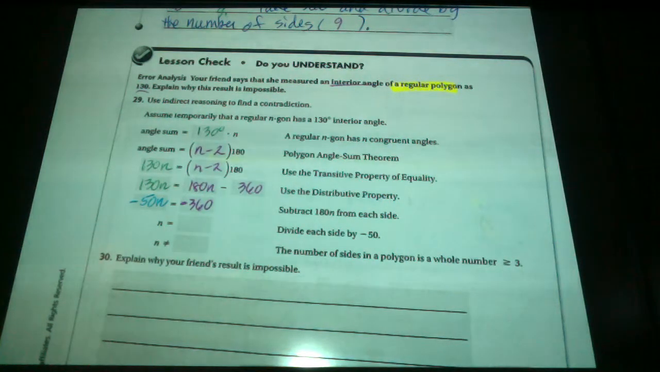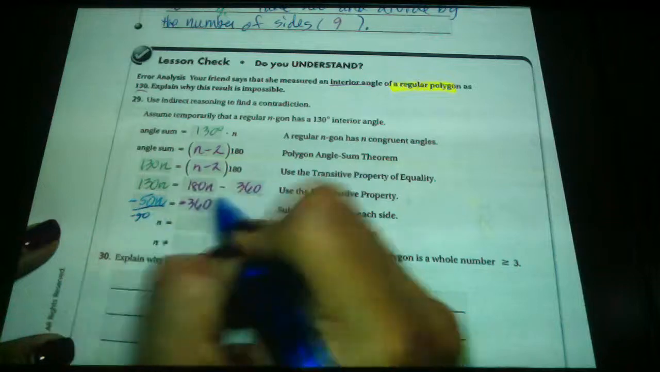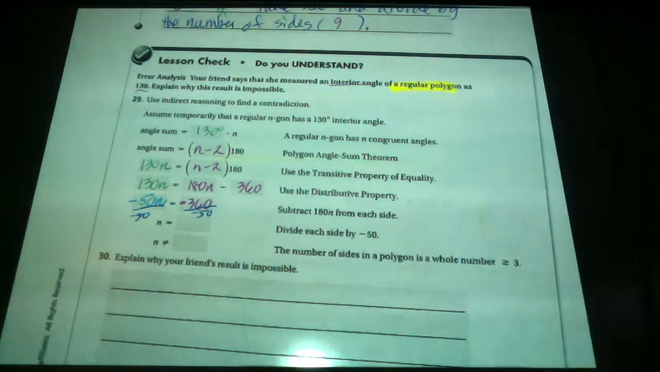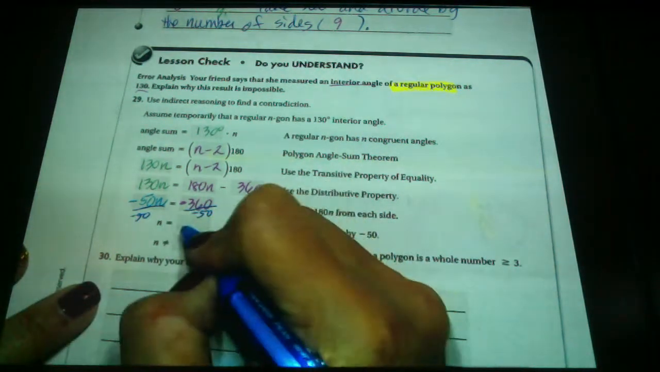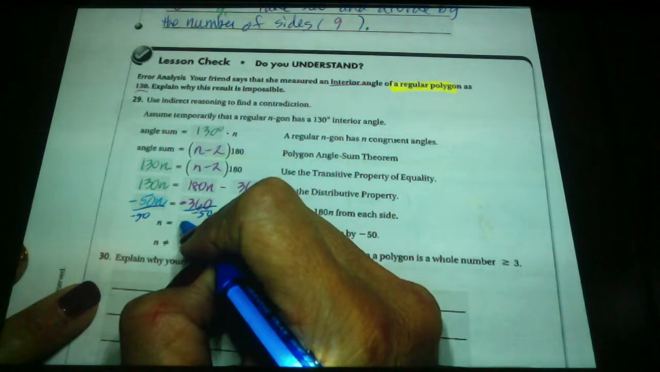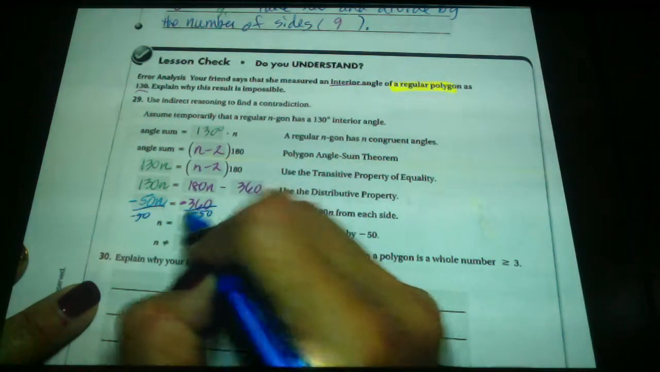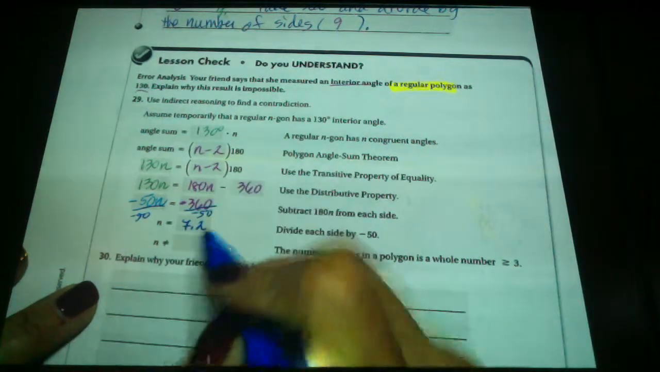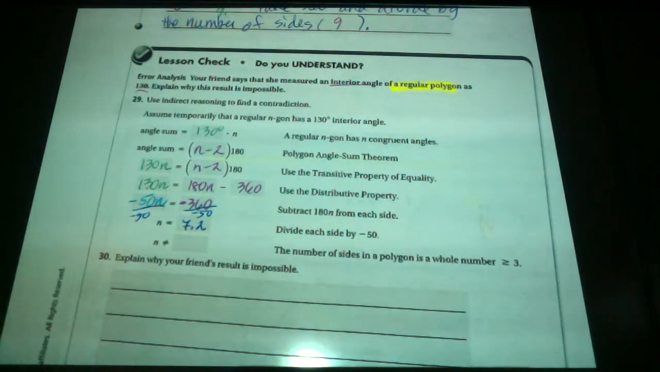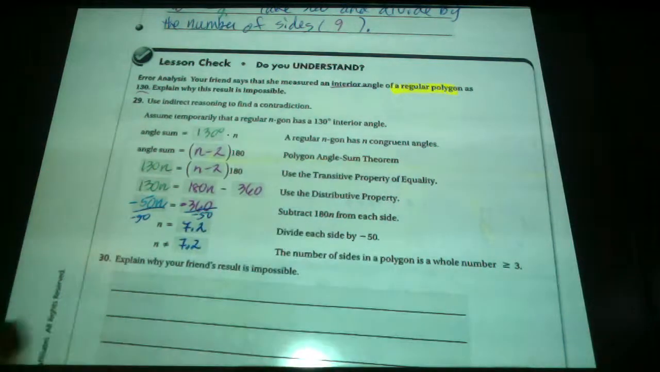Then we're going to divide this side by negative 50 and this side by negative 50. Somebody do that on their calculator, please. What's negative 360 divided by negative 50? You get a positive, what? 7.2. What does n represent? The number of sides, or the number of vertices. Can you have the number of sides be 7.2 sides? No. So n cannot be 7.2, and here's why.